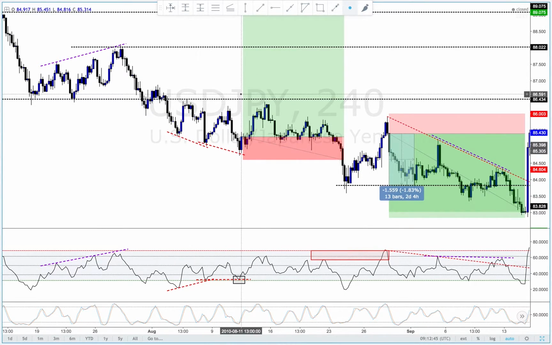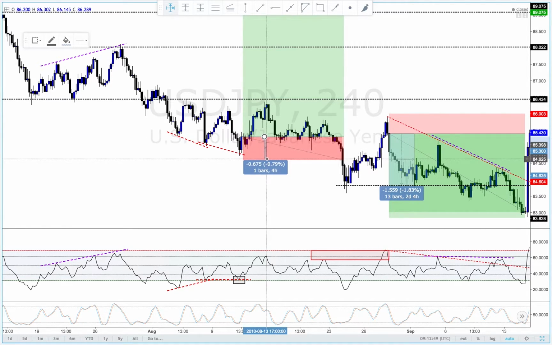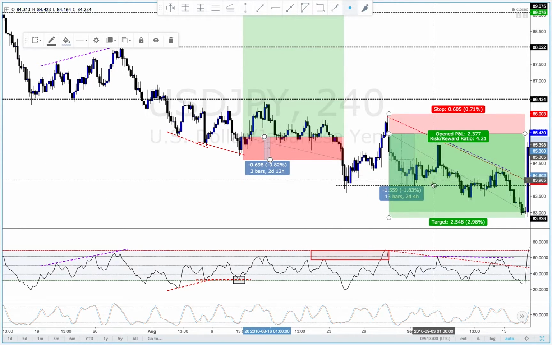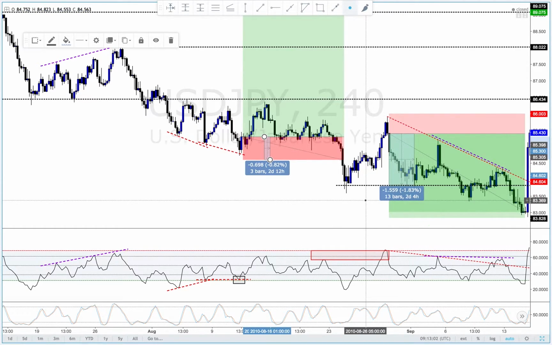And if we had gotten stopped out on the previous trade for 67 pips, going counter trend, the hidden divergence trend following style made up for it and then some.